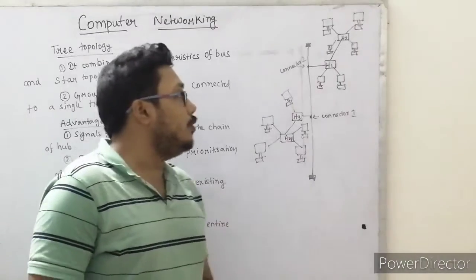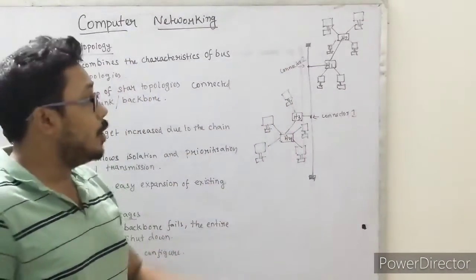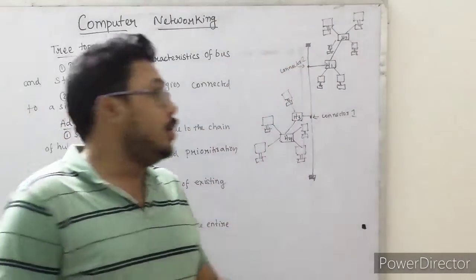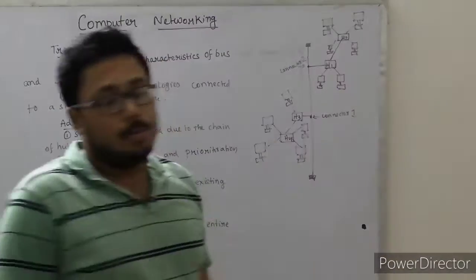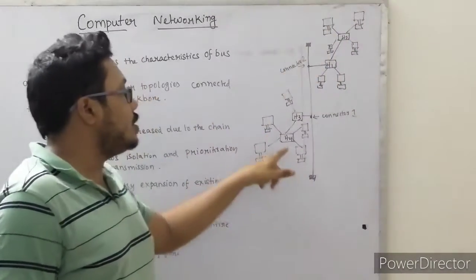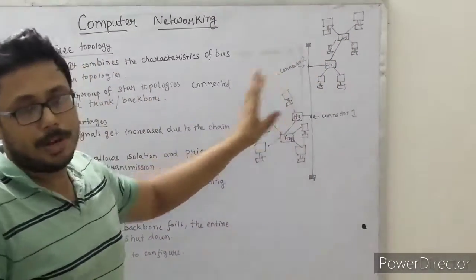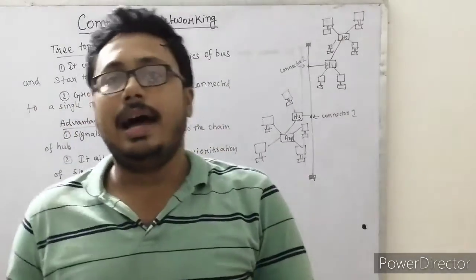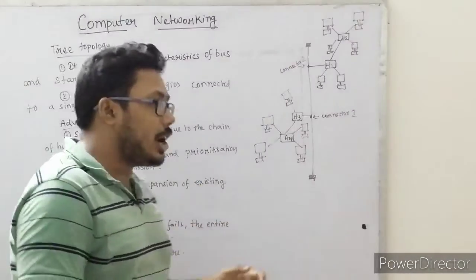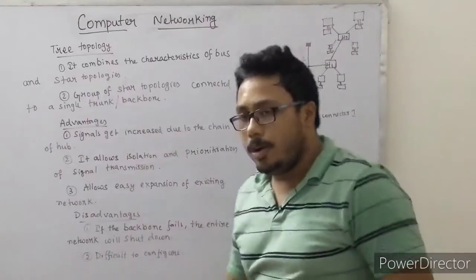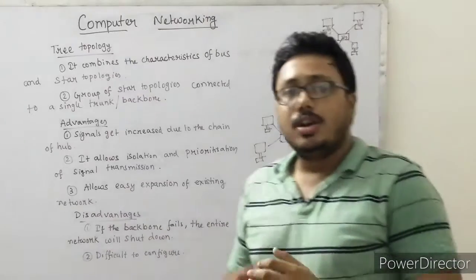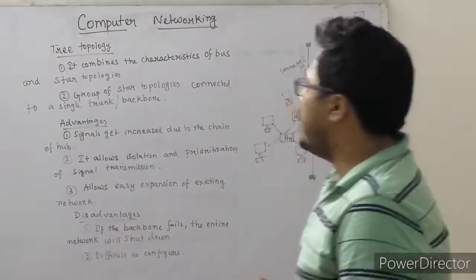Yes, it is a combination of bus topology, because we can see a trunk here, two terminals and two connectors, and next is star topology, because you can see here a hub connecting these four computers, and this hub connecting these computers. So we can say that a bus topology and a star topology combine to give tree topology. Exactly. So tree topology is a combination of the characteristics of star topology and bus topology.